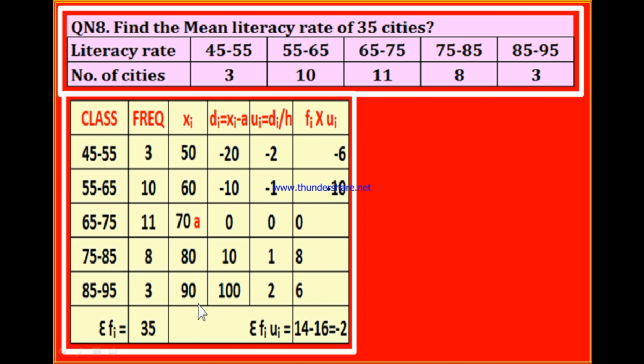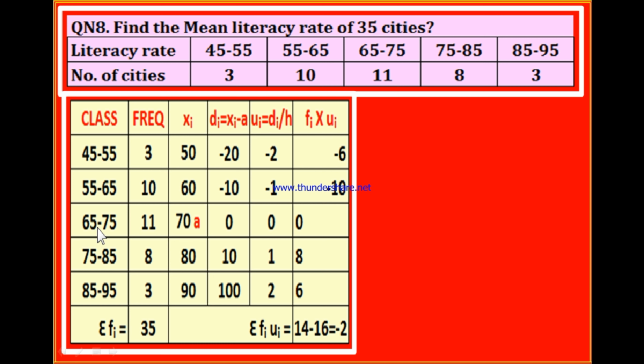After writing the mid values, you can consider the class which has the highest frequency. Corresponding to this highest frequency, you can take the mid value as the assumed mean. If this is the assumed mean a, then the next column is for deviation. Deviation di is equal to xi minus a.